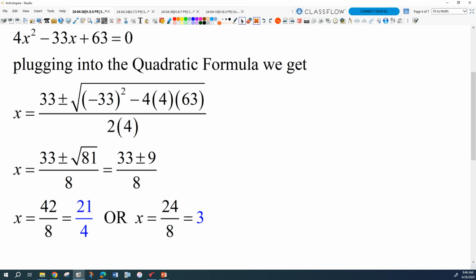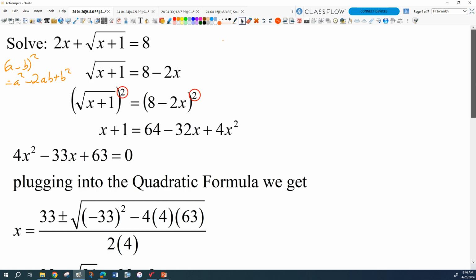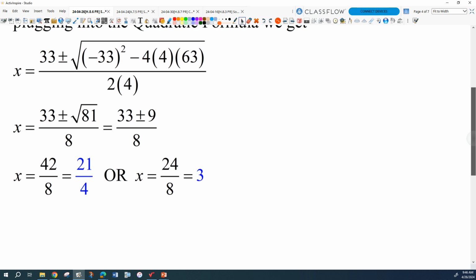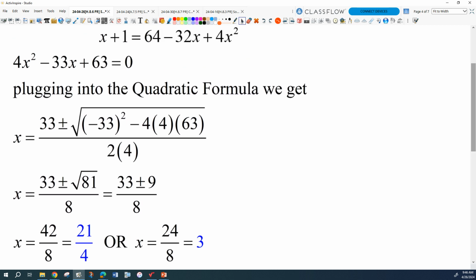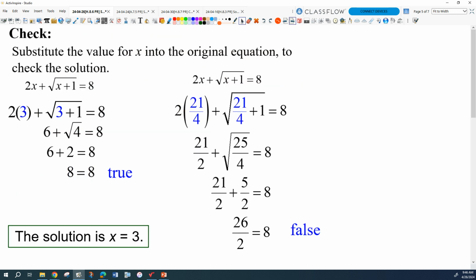21 fourths or 3, right? We good? Should we just move on to the next problem? We got to check it, right? Because remember, we raised both sides to a power, so we've got to check this. We'd have to go back and check this in our original formula. So if we do that in the original equation, 3 works, right?